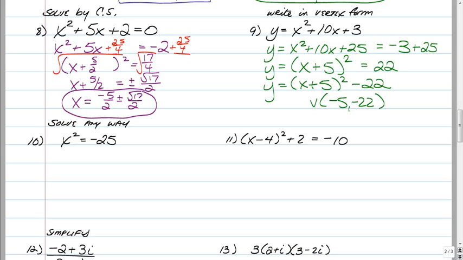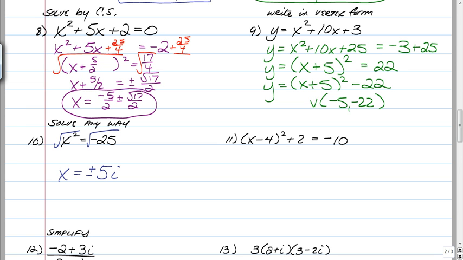Okay? So number 10 and 11, these are solving by any way. Now when it says solve by any way, try square roots first. Okay, so it's x squared equals a negative 25. The only thing you have to do for this problem is square root both sides, and you get x is equal to, do not forget your plus or minus. The square root of 25 is 5. Don't be tricked into saying root 5. So 5i. I's are never inside radicals. So again, you just treat the number like you always would. What's the square root of 25? It's 5. But since it's negative, we put an i, and we are done.